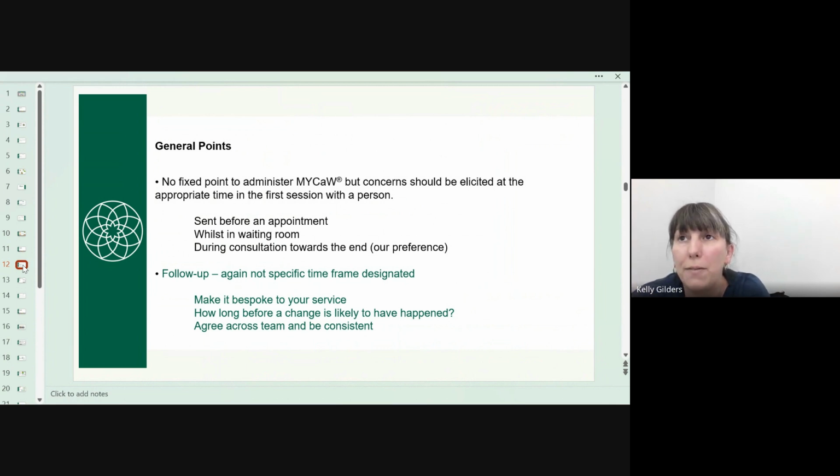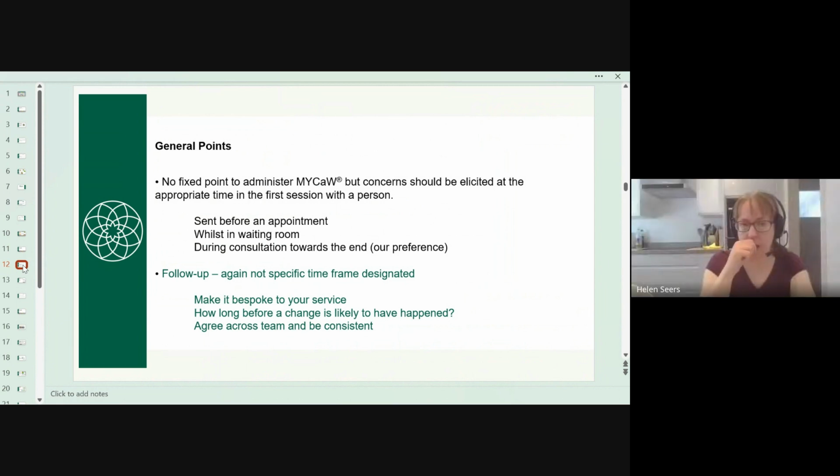But to try and embed the capturing of the second MyCore score within the process in the city, at the point of discharge, we're trying to embed that so it's captured at that point, with a view to potentially going back and reviewing that in 3 or 6 months as well. But that's something as an integrated neighbourhood team we can talk about.